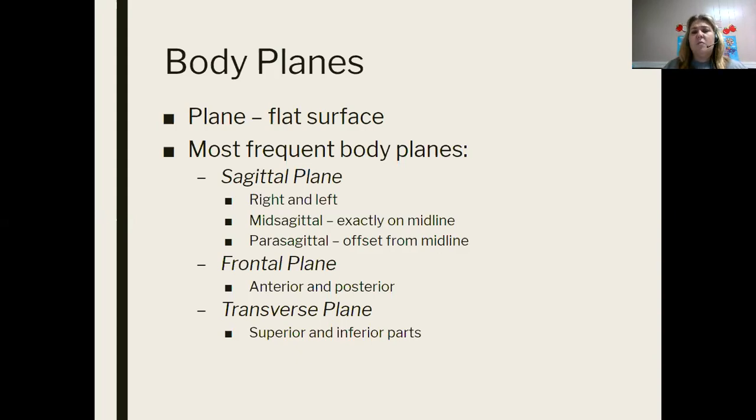So here are some of our more frequent body planes. The first one is called a sagittal plane. And basically it's where you have the body divided in a right half and a left half. If it's directly along the midline, we call that mid-sagittal. But if it was offset, we would call that parasagittal because it's not directly in the middle. The frontal plane is a division where you have front from back.